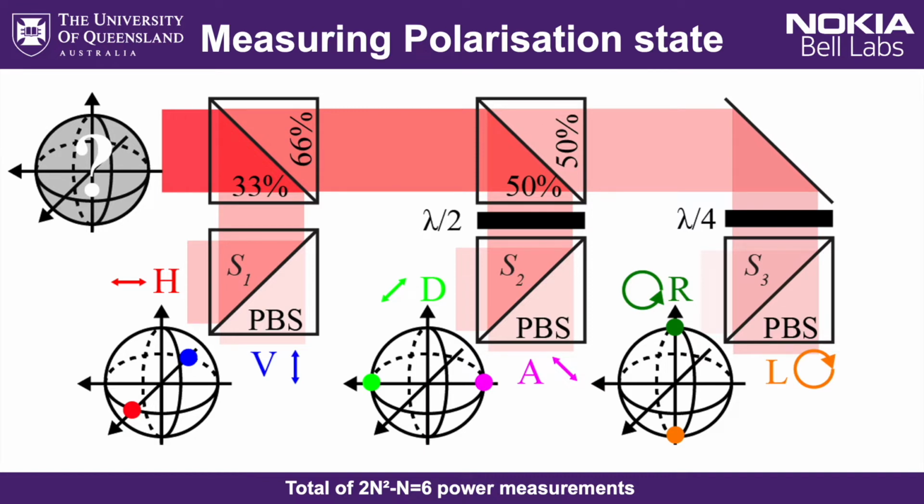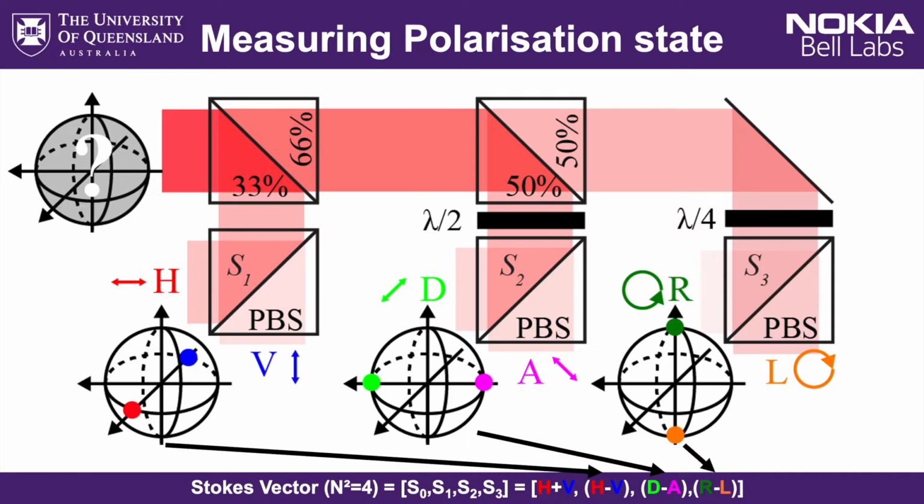This illustration shows how an unknown polarization state can be passed through polarizing beam splitters and/or a half or quarter wave plate to measure the power of each of the polarization components. This type of measurement results in a total of 6 power measurements, or 2n squared minus n measurements, where n is equal to 2. From these power measurements, the value of the Stokes vector of the polarization can be determined.